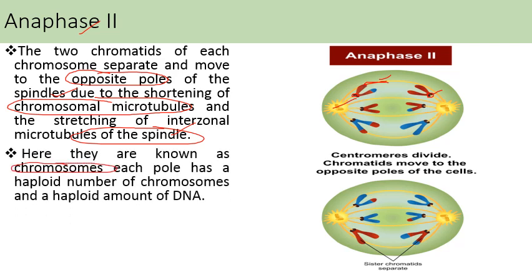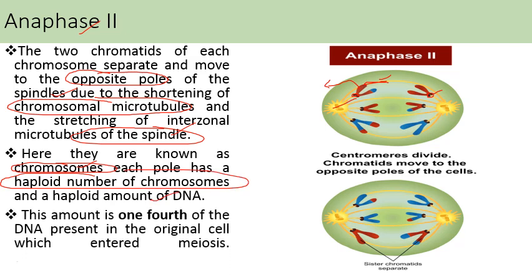When they reach the opposite pole, they have the content of a full-fledged chromosome. Each pole has a haploid number of chromosomes and the haploid amount of DNA. And the amount is 1/4 of the DNA present in the original cell which entered into meiosis. As we have earlier discussed, during interphase of meiosis, DNA is replicated once while the separation occurs twice.